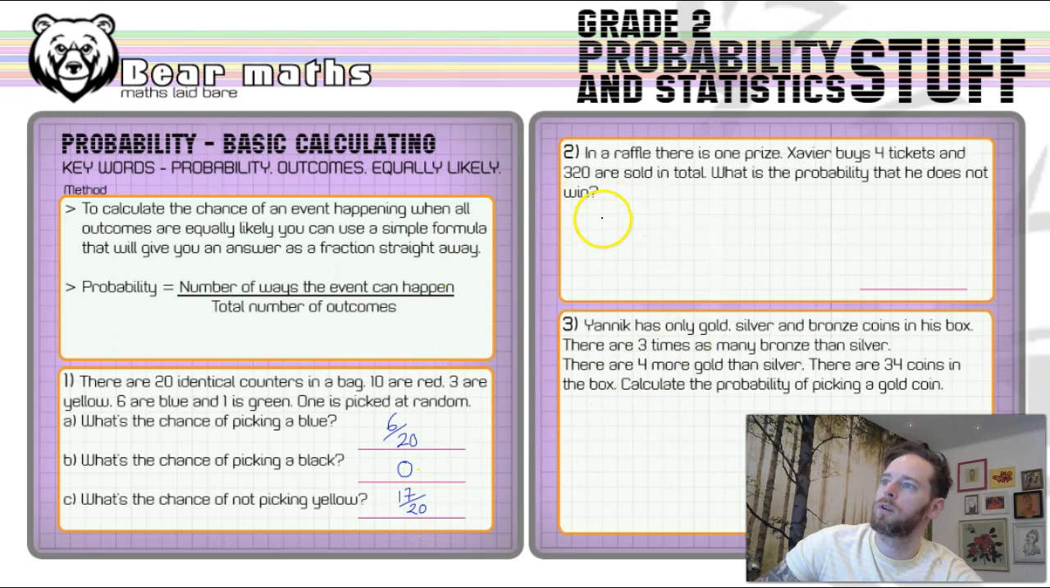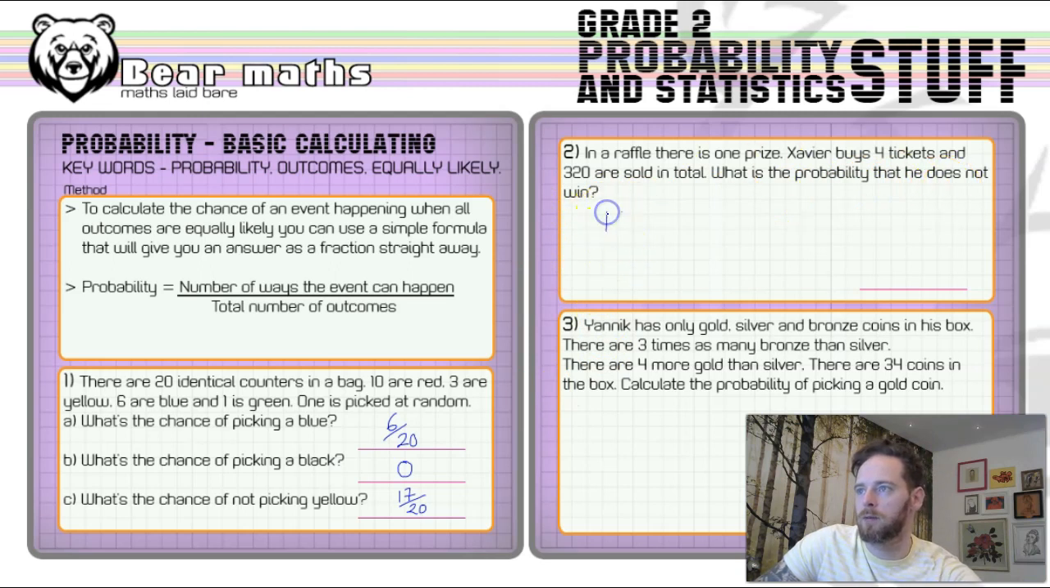Now, in question number 2, we've got a raffle that's got 1 prize. Xavier buys 4 tickets, and 320 tickets are sold in total. What's the probability that he does not win? So again, we've got that does not win sort of thinking there.